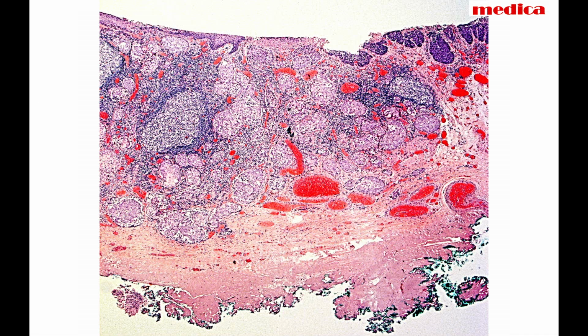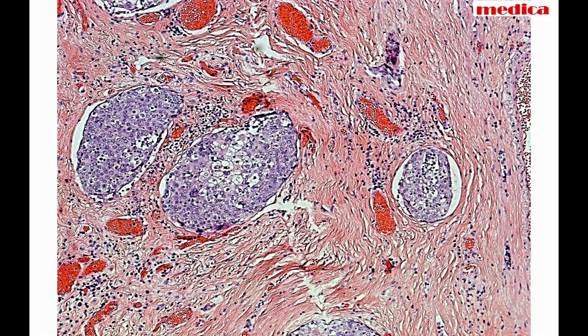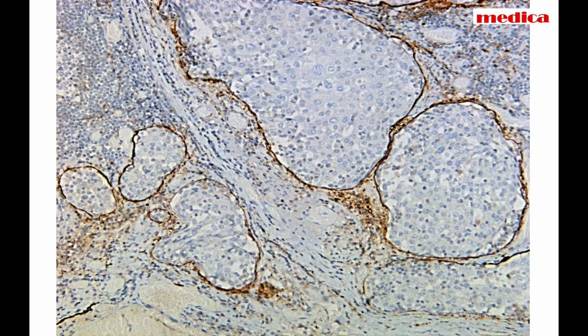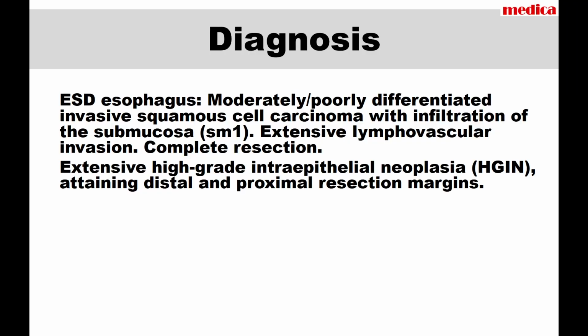Overall, it was a poorly to moderately differentiated carcinoma which grew in these tissue balls. You see here infiltration of the muscularis mucosae. And what we also found was really extensive lymphovascular invasion, which was confirmed here with a D2-40 stain. So in summary, we have a moderately to poorly differentiated invasive squamous cell carcinoma that infiltrated the submucosa, SM1. We had extensive lymphovascular invasion and resection was complete.